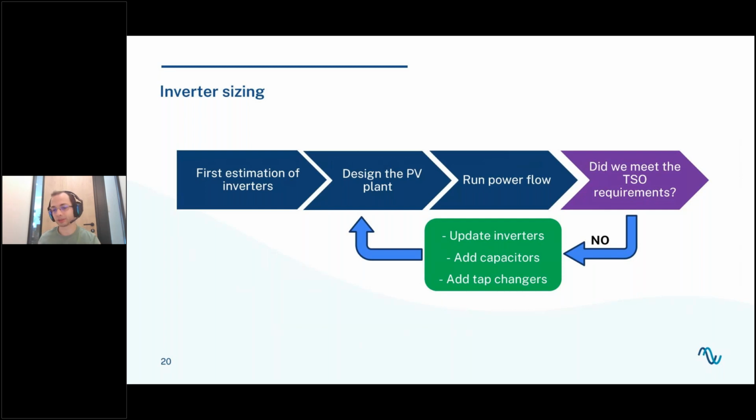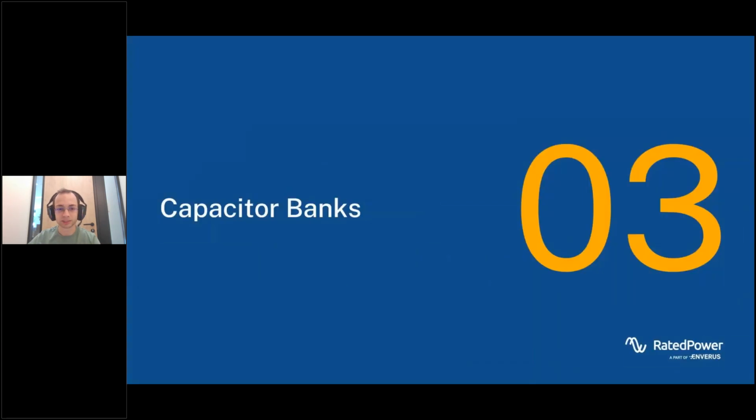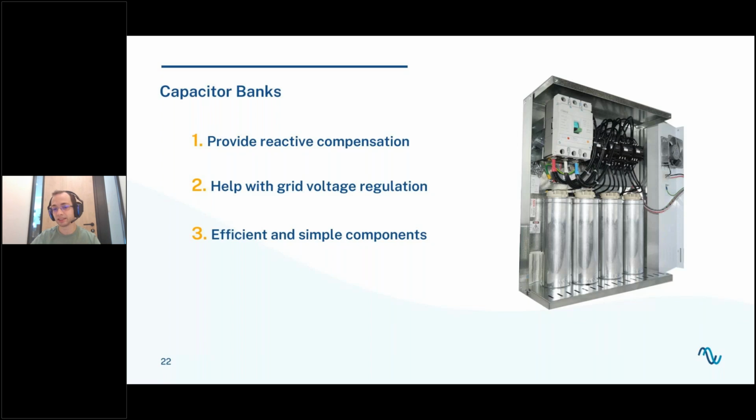So you can add tap changers to control this voltage. But I won't be covering tap changers in this presentation. So we already checked that we can update the number of inverters, but now we're going to jump a bit into capacitor banks because they are another way to add reactive compensation.